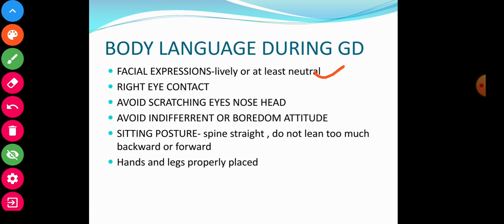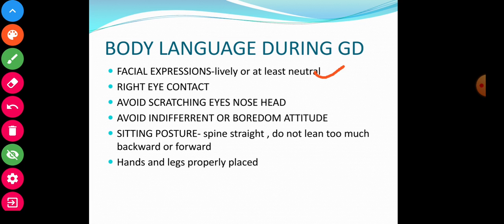You must avoid scratching your eyes, nose, head. It will show that you are not interested in the group discussion. Avoid an indifferent or bored attitude. Sometimes in a group discussion, a candidate feels that he is not getting a proper chance to speak, or he is not agreeing with others, so he leans too much backward, or tends to close his eyes. Do not do that.